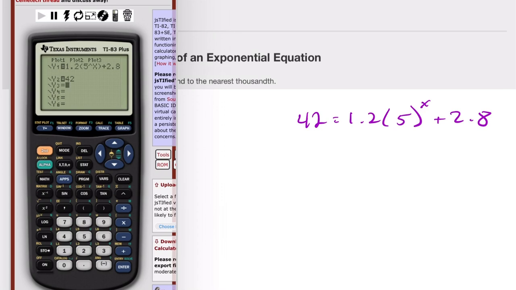Now, for a proper window, if y equals 42, I think I'll go 50 in all directions. I'm going to go to window, x minimum, and 50 in all directions should be okay. It might look weird, and we can adjust it later as needed. I'm going to make our tick marks go by 5, so we'll have 10 tick marks. For the y minimum, we don't need to go that far down, so we'll go negative 10, I guess. Y max we'll go up to 50, in steps of 5.